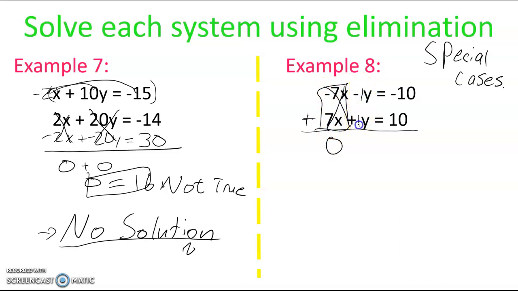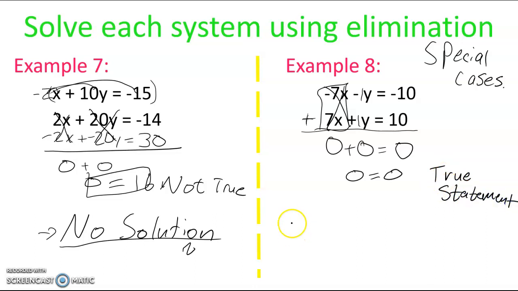Hey, look here. I got a negative 1y plus 1y. That's going to cancel out as well, giving me 0. And then I got negative 10 plus 10, which also equals 0. So I have canceled out all my variables and all my numbers. Now I'm left with a final statement of 0 is equal to 0. And we should know by now that 0 equals 0 is a true statement. So we have infinite solutions.